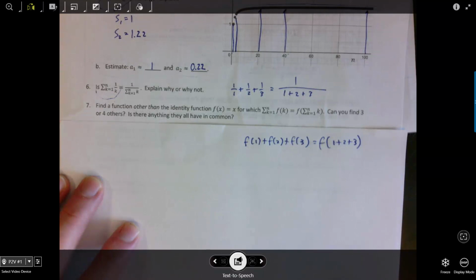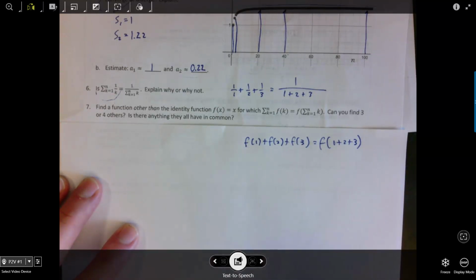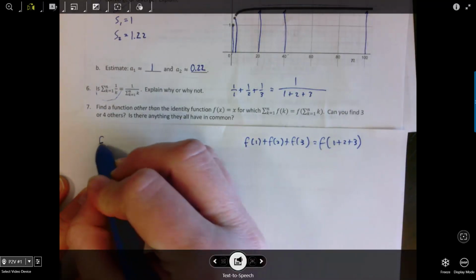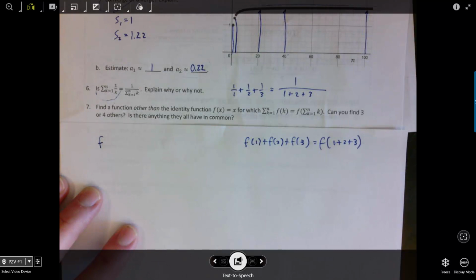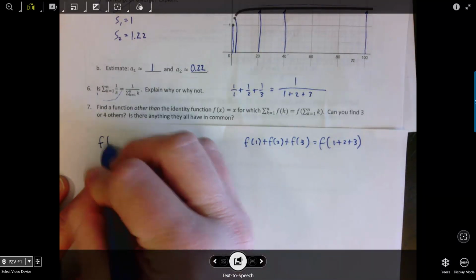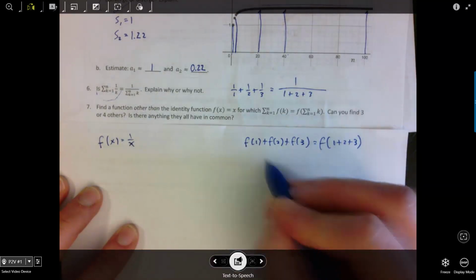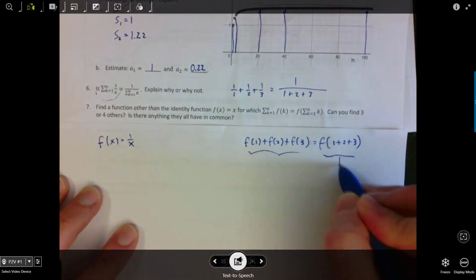Okay, so you can now imagine a bunch of different functions. I would probably test out some basic families. So linear functions, quadratic functions, square roots, all kinds of things. In the last problem, we saw that if f of x equals 1 over x, then this would turn into something that is not true.